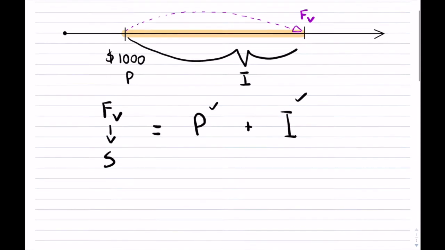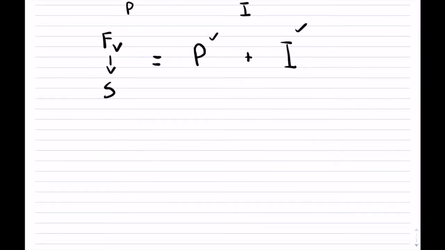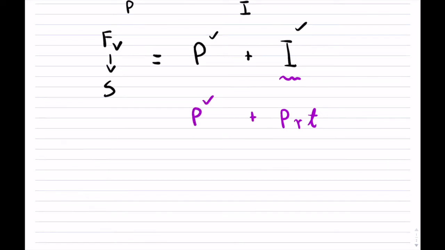Now, we actually know what our interest formula is. This is nothing else but simply your principal times your rate times t. And I talked about that in the introductory video for simple interest. So what we have is our principal P plus this interest right here, and that is equal to the future value, or just S, the summation value. Either one you can use.